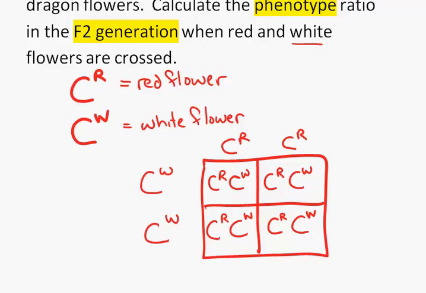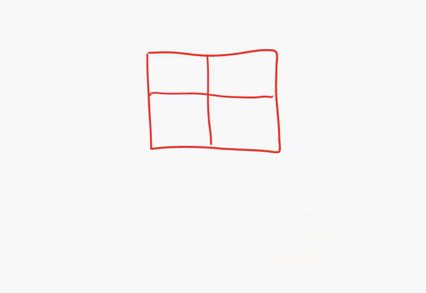However, the question stated F2 generation, grandchildren. We've worked out F1, the children. To get to the answer to this question, we now have to breed two of these together. Both of the F1 generation were pink. They had a red allele and a white allele.